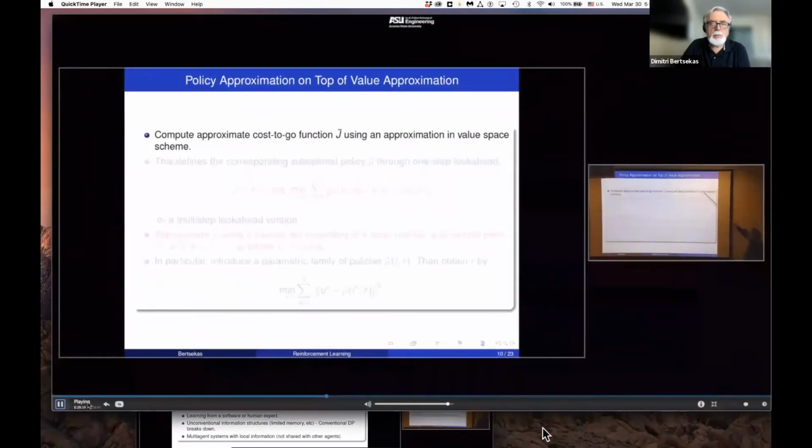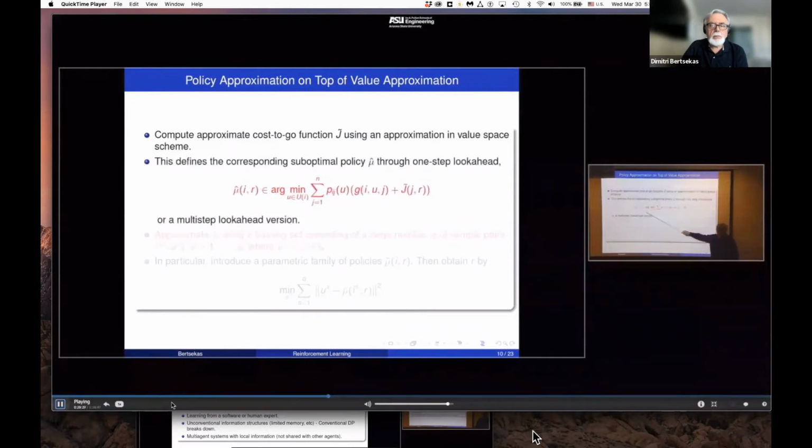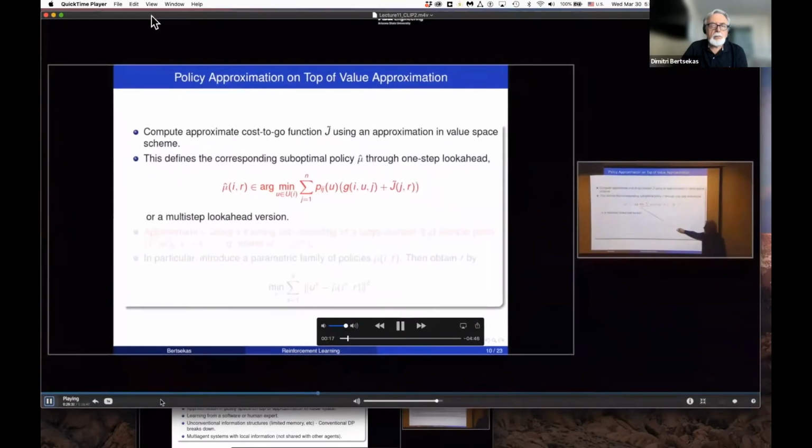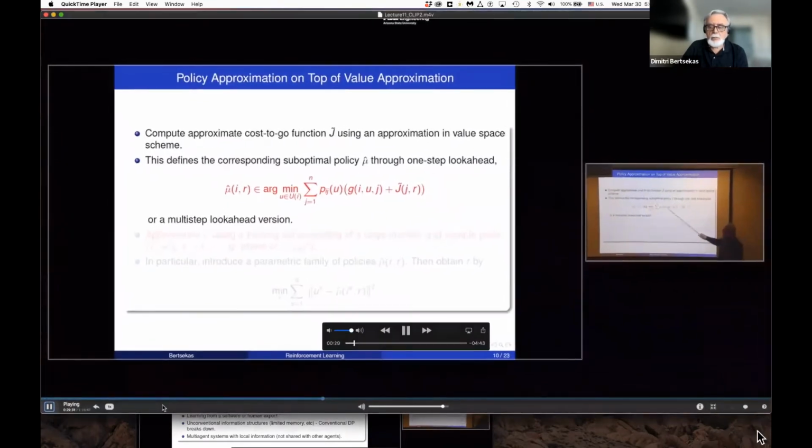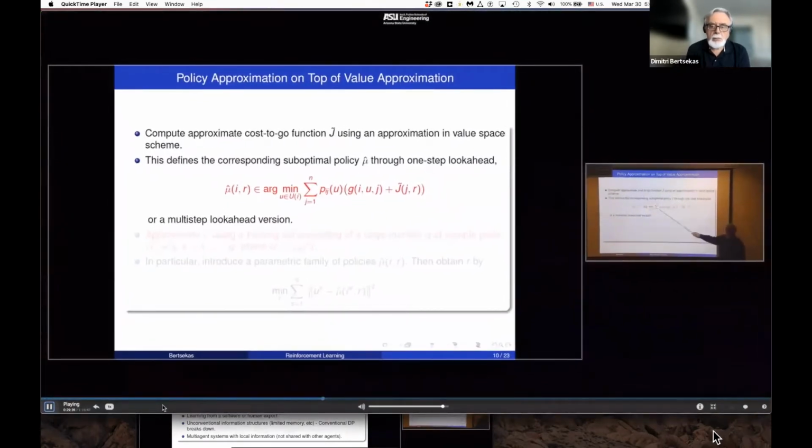That's the first two. Policy approximation on top of value approximation. Suppose that we use some kind of a training method in value space and we obtain some J tilde. Then this defines a policy, right? On the other hand, this policy may be hard to implement because you may need the model of the system, transition probabilities, a minimization online, and so on. Approximation in policy space helps to circumvent these difficulties.